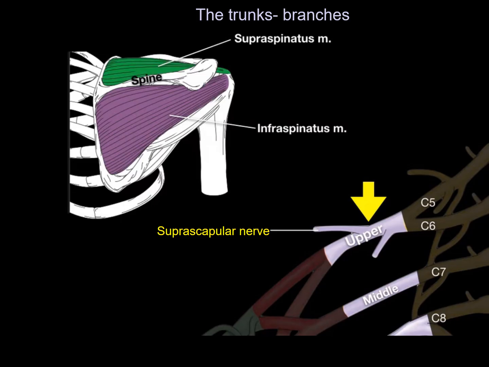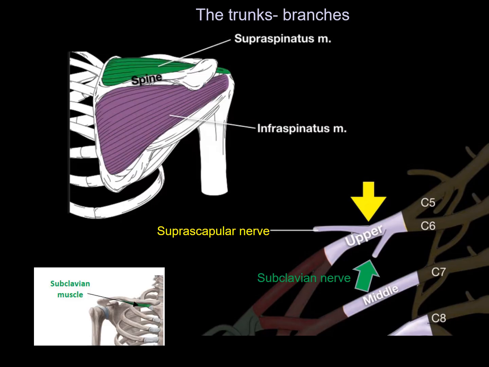The second branch is subclavian nerve. It is a small nerve for the subclavius. The branches arising from roots and trunks are supraclavicular branches of brachial plexus.